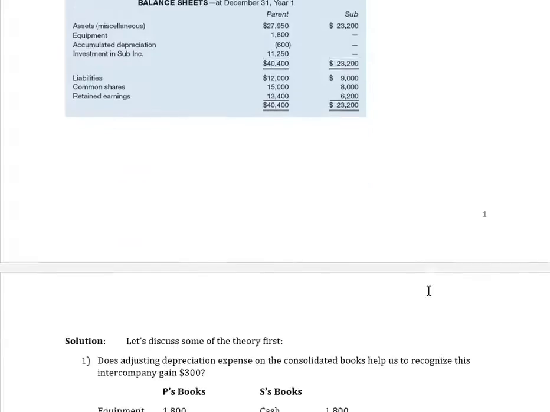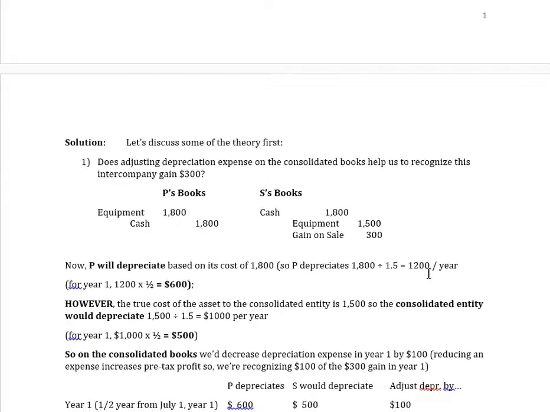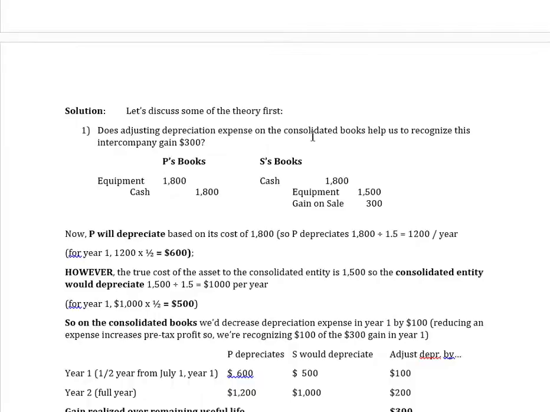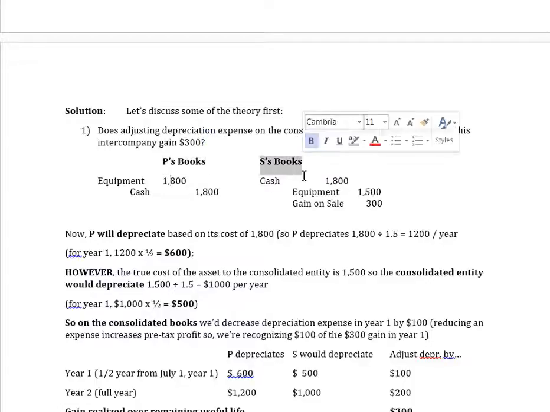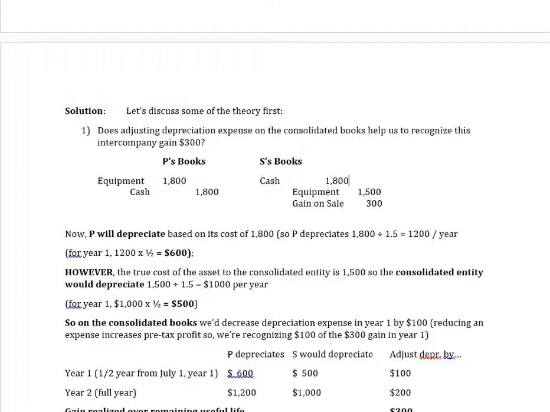So now let's have a look at how adjusting depreciation expense on the consolidated books would help us to recognize this $300 intercompany gain. Now, what would P do? When it buys the equipment from the sub, it debits equipment and credits cash on its separate entity books. What does the sub do? Well, it sells it for $1,800, so it debits cash, it dumps the equipment, and it books the gain. So P has the asset now on its separate entity books.